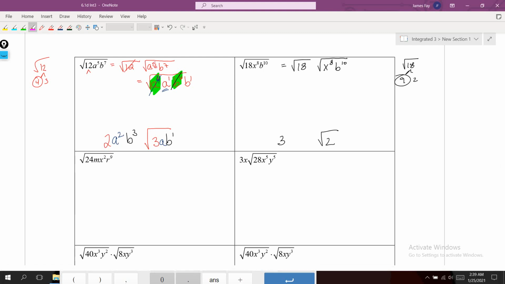Now if I attack the variable part, okay, that was even, so I don't need to do anything with that. I'm going to take half of it and bring that half out front. Same thing with b to the 10th. 10 is even, so take half of 10, and you get 5. So 3x to the 4th, b to the 5th, root 2.